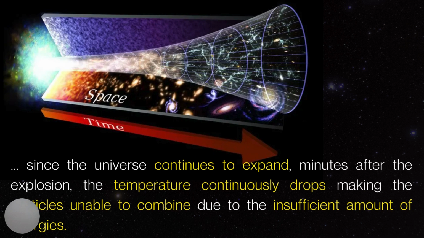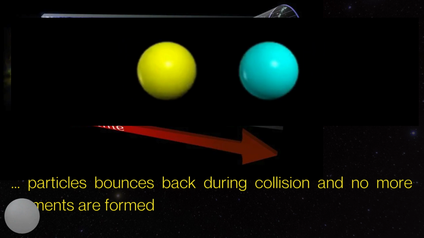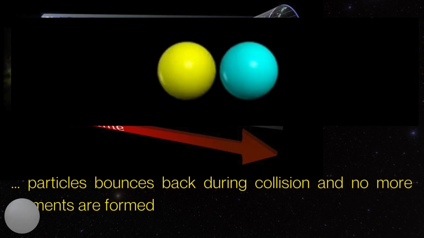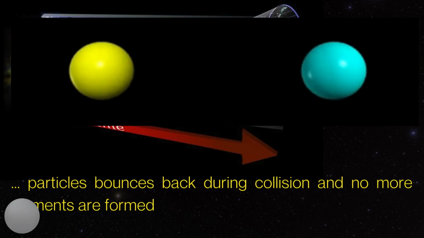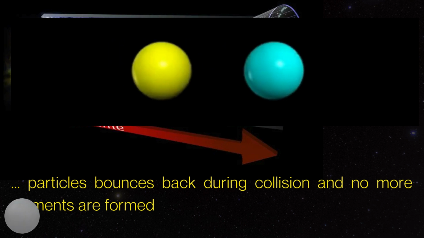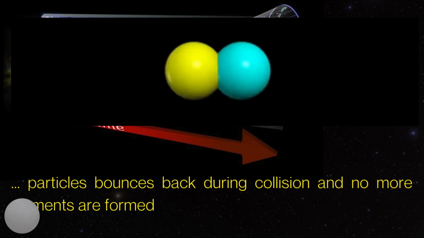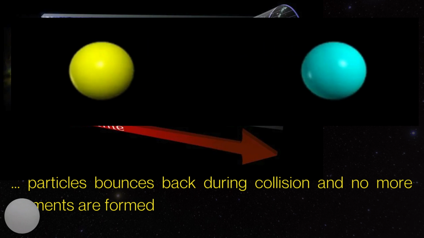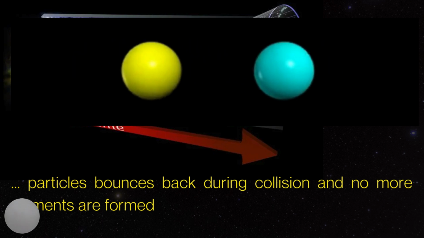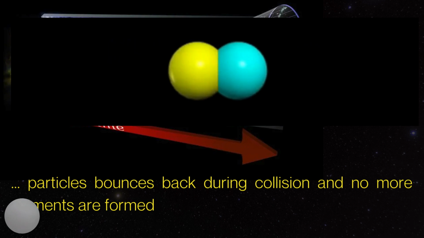So once it gets colder, there is little energy left, the temperature is low. So it is not suitable to make into other elements. So what happened is that once particles combine in space, they bounce back, as you can see there. They bounce back. So that means no more elements can form. That's why there are only four elements in the universe: hydrogen, helium, lithium, and beryllium.